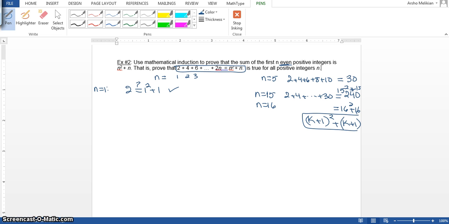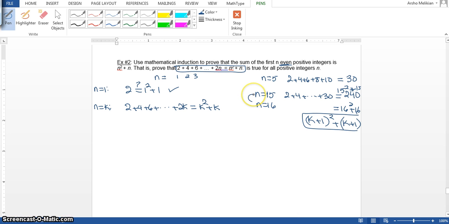The second step is if n is equal to k. Wait, this one. Oh, because n is 1. That's why it's 1, not 2. Yes. If n is equal to k, then I'm just going to copy this down here, switch all the n's to k's. 2 plus 4 plus 6 plus 2k is equal to k squared plus k. And that's exactly what we did there. n equals 5 gave us that. n equals 15, that was some random number I chose in the list, and it gave us that.